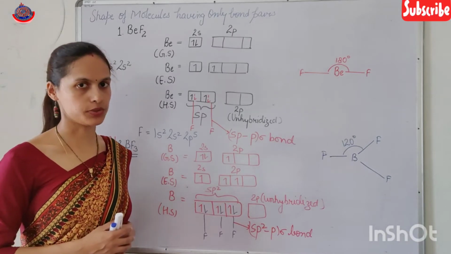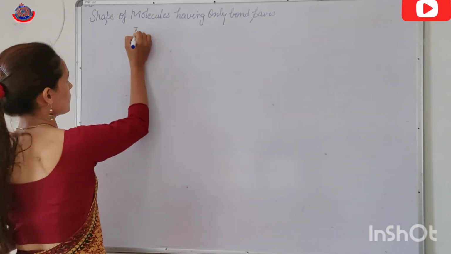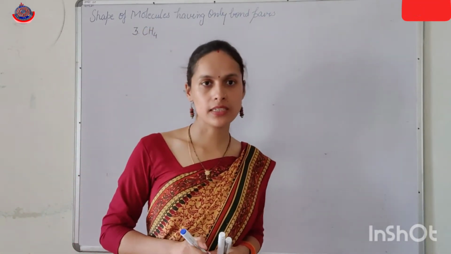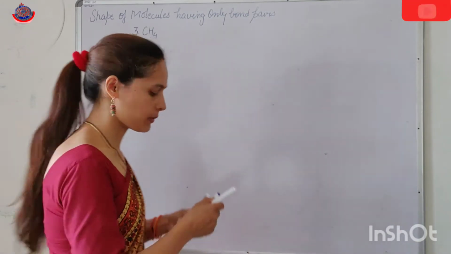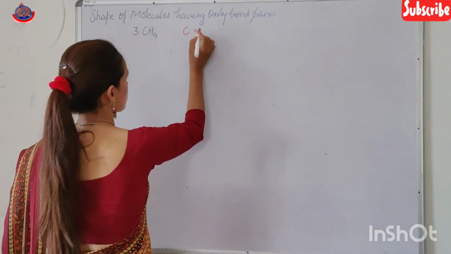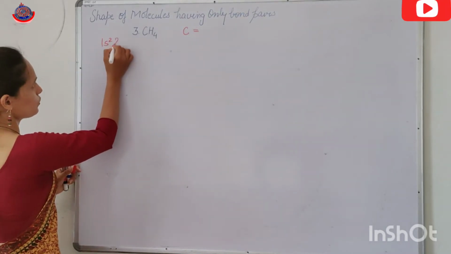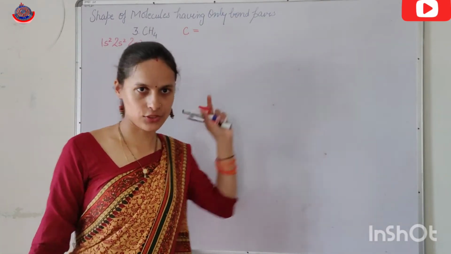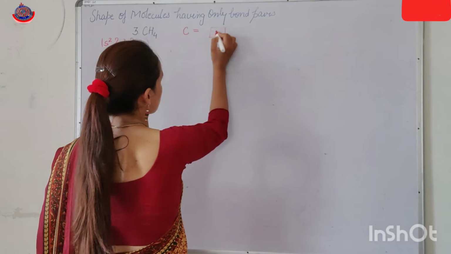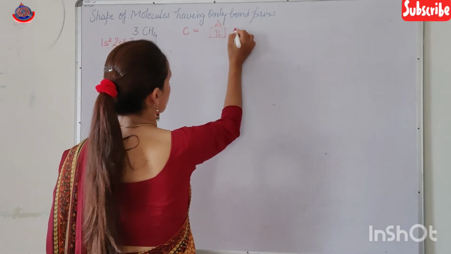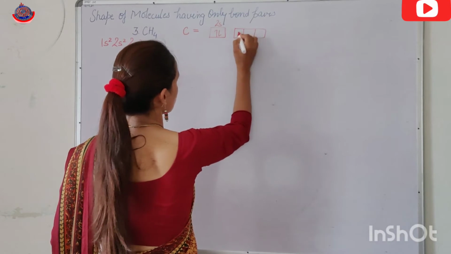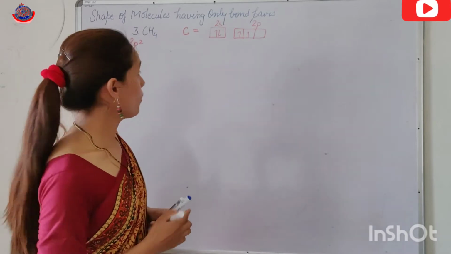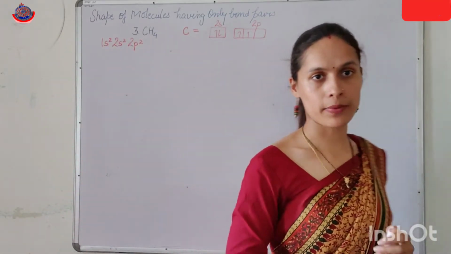Now we'll study the hybridization in another molecule. Third is methane, CH4. So first of all, we have to write the ground state configuration of carbon. So for carbon, the ground state configuration is 1s2, 2s2, 2p2. So the second shell is the valence shell. So I'll write 2s2 and 2p2.